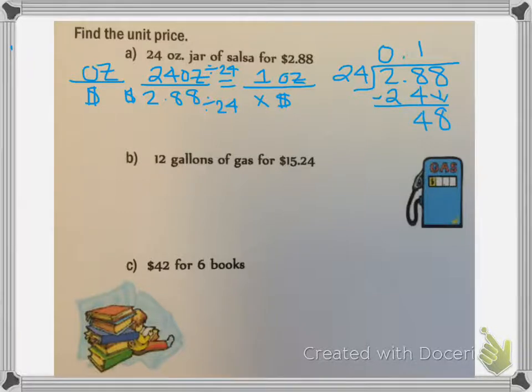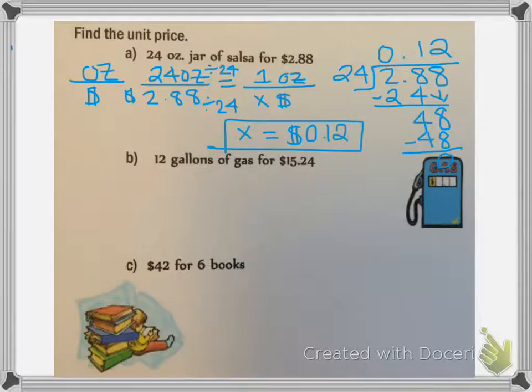How many times does 24 go into 48? That is twice. 2 times 24 is 48. And 48 minus 48 is 0. So X equals 12 cents. It would cost us 12 cents per 1 ounce of salsa.